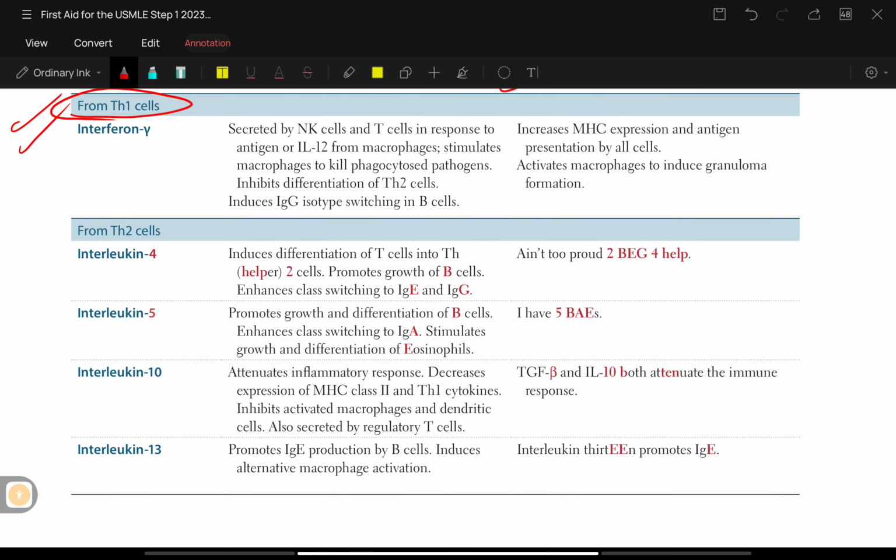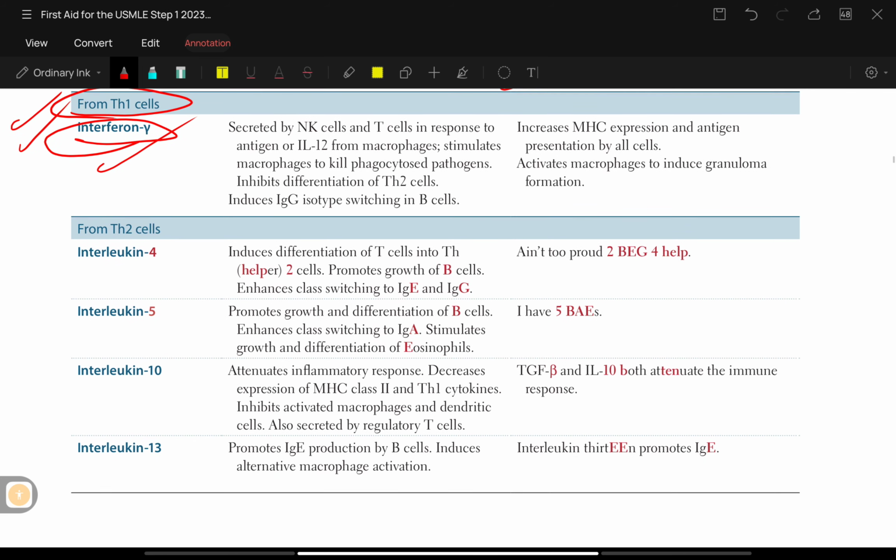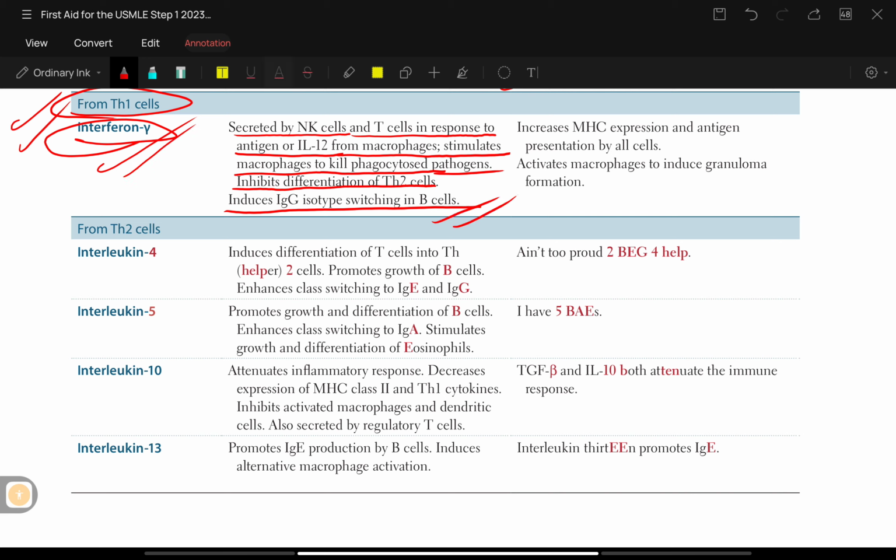Now from T helper 1 cells, the interferon gamma is secreted by natural killer cells and T cells in response to antigens or interleukin 12 from macrophages. It stimulates macrophages to kill phagocytosed pathogens, inhibits differentiation of T helper 2 cells, and induces IgG isotype switching in B cells. Interferon gamma increases MHC expression and antigen presentation by all cells, and activates macrophages to induce granuloma formation.